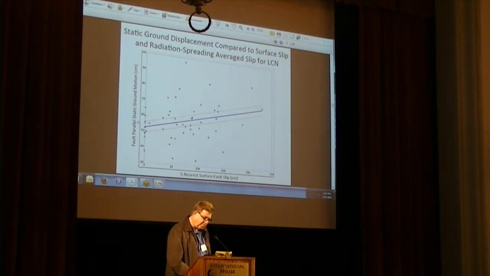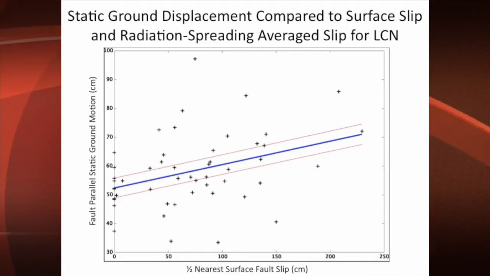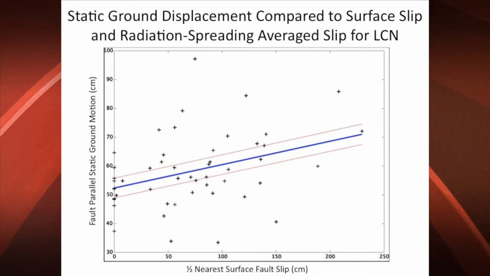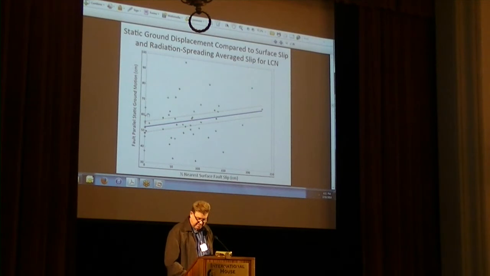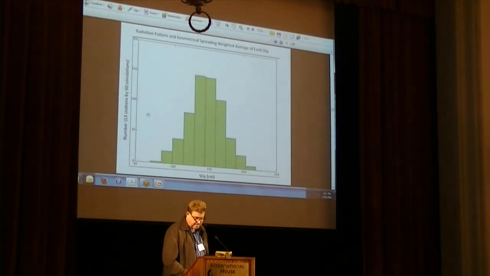And this is showing the fault parallel static ground motion. And what you see in this is that there is a positive correlation, but the dispersion is quite large. And in particular, for nearest surface slip of 0, we have probably more than a factor of 2 at least in the static displacement on the fault parallel component. Okay, so we saw correlations there, but they weren't very dramatic.